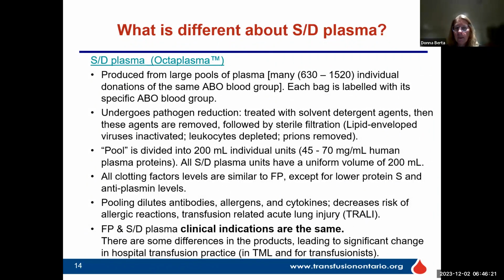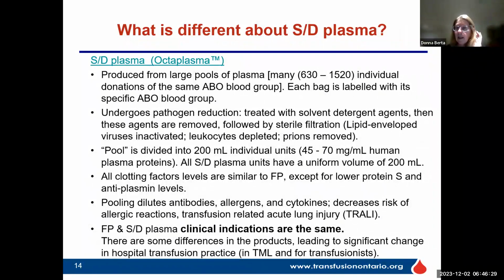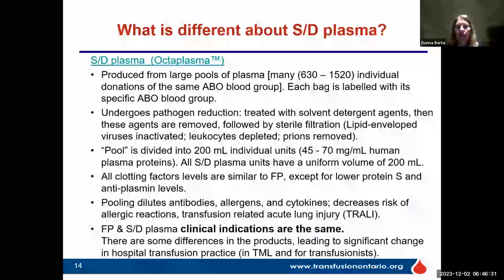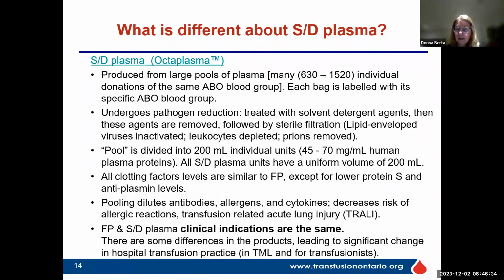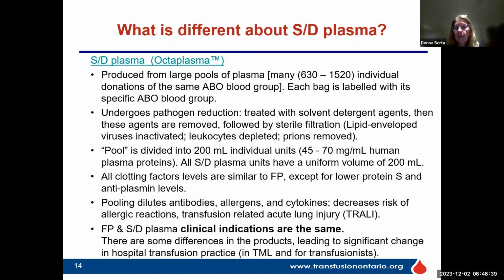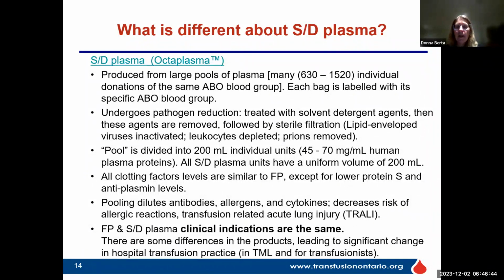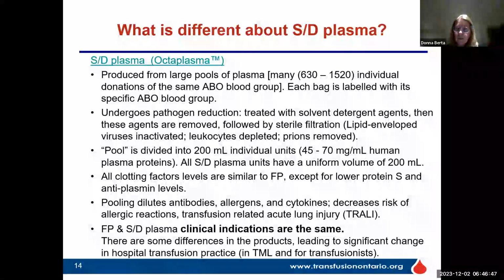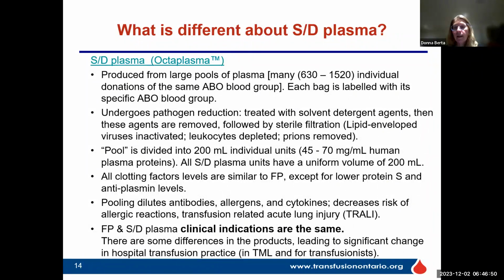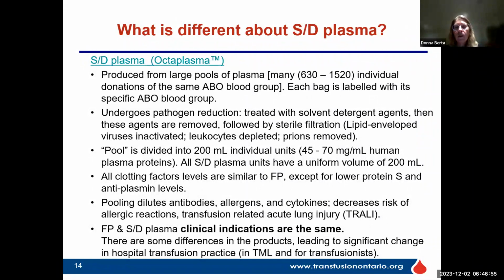This pool of plasma is divided into precisely 200 milliliter individual units. So all SD plasma units have the same volume of 200 mLs. The clotting factor levels are similar to FP, with the exception of protein S and antiplasmin levels being lower. This pooling process from many donors will dilute any antibodies, allergens, or cytokines that are present in one individual donor. And so that decreases the risk of allergic reactions and also of TRALI.